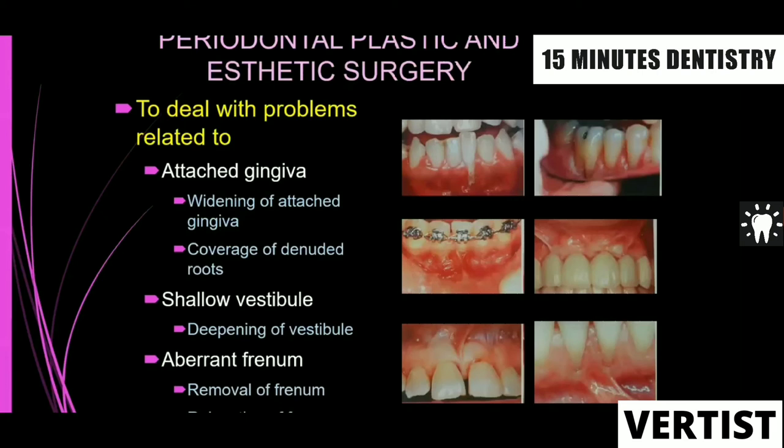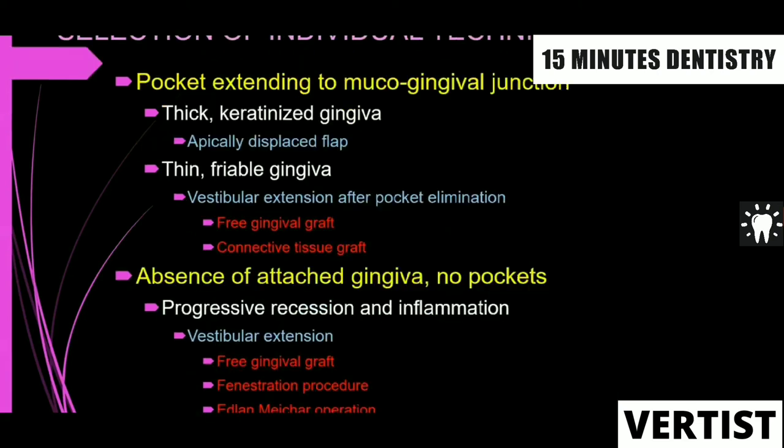So coming on to the periodontal plastic and aesthetic surgery, this is such a big topic, but I will just try to enlighten. Basically, it is done to solve the problems related to the attached gingiva, like to widen the attached gingiva or to cover the denuded roots. Then in case of shallow vestibule, you can deepen the vestibule, or if there is an aberrant frenum, you can either relocate or you can completely remove it. So there are pockets extending to the mucogingival junction.